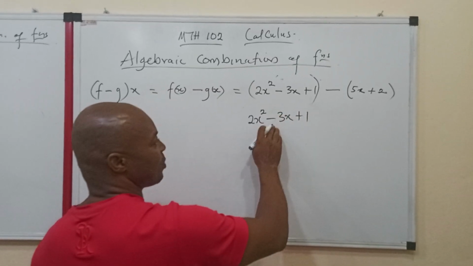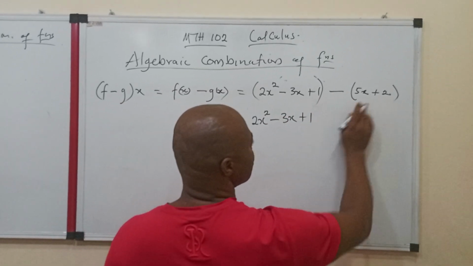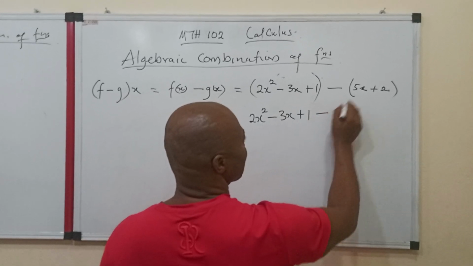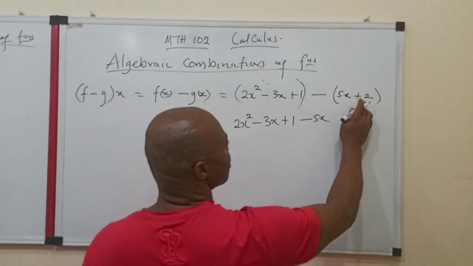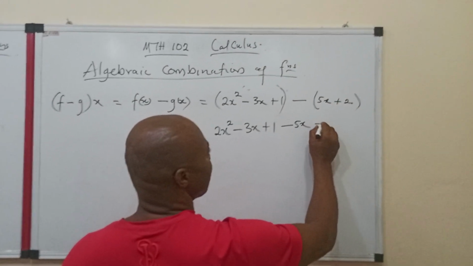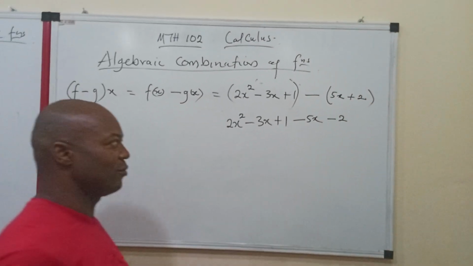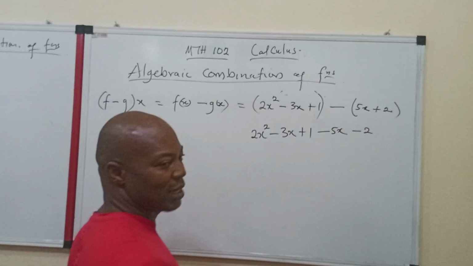This is what we have in this place. Now, when we introduce this in, we have minus 5x, minus plus will give you minus 2. That's what we have. Now, let's collect like terms.